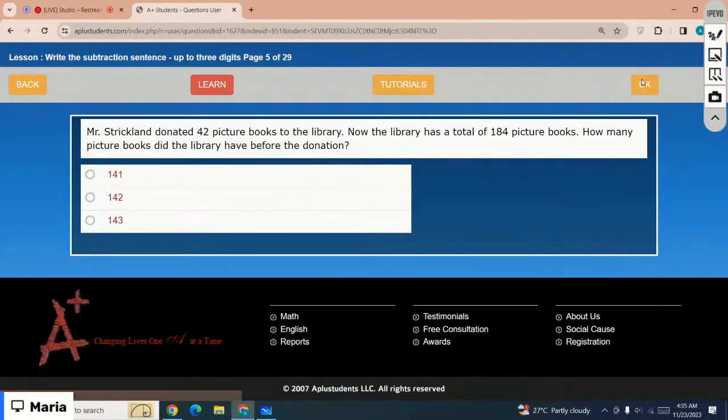Okay, the next one is Mr. Strickland donated 42 picture books to the library. Now the library has 184 picture books. How many picture books did the library have before the donation, right? After the donation they have 184, right? And the books donated are 42. So you have to subtract 42 out of 184. So which is the correct option?